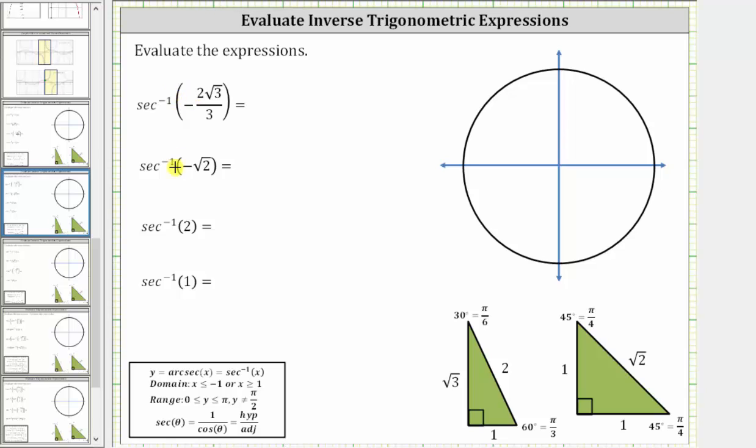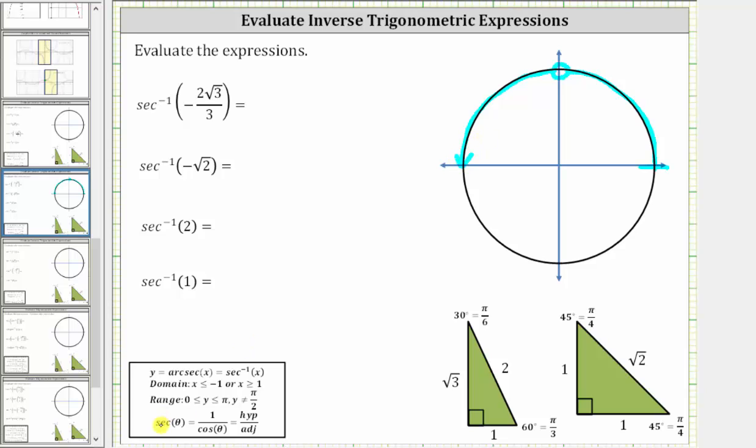We will evaluate the inverse secant function values using the reference triangles shown here below, where each inverse secant function value is equal to an angle in the closed interval from 0 to pi radians, not including pi over 2 radians, which means in standard position, each angle will be, again, from 0 to pi radians, not including pi over 2 radians, which means the angle will be in this interval here.